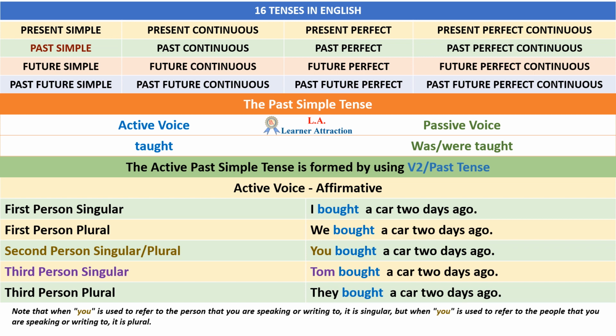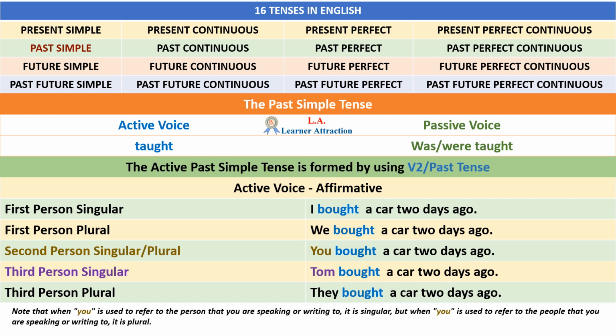Now let's focus on the past simple tense. Active voice, taught. Passive voice, was or were taught. The active past simple tense is formed by using verb 2, or the past tense.